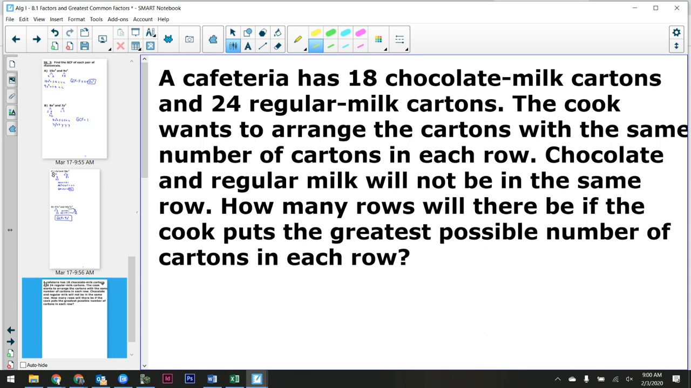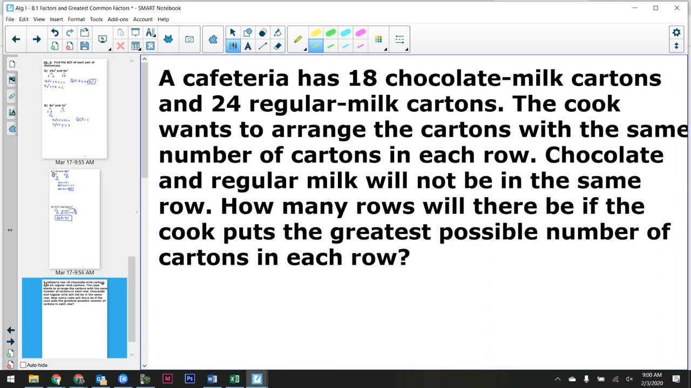What's it really asking for me right there? I'm really asking for the greatest common factor. I know we did a whole set of notes on the greatest common factor, and you're like, well, duh, it's going to ask for the greatest common factor. But think about it. I've got 18 chocolate milks, right? What are the possibilities that I could put them into rows? I could put 1 row of 18, 2 rows of 9, 3 rows of 6, right? Those are the possibilities. I could put 6 rows of 3, right?